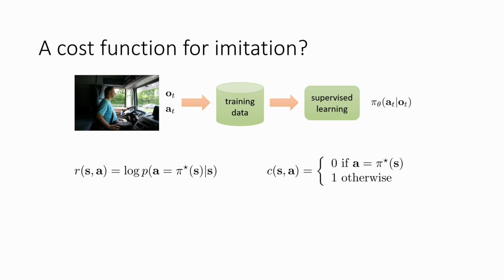You can also use an even simpler reward or cost. I'm going to write this as a cost because it's a little bit more natural. You could just say that your cost is 0 if you matched the optimal action and 1 otherwise.